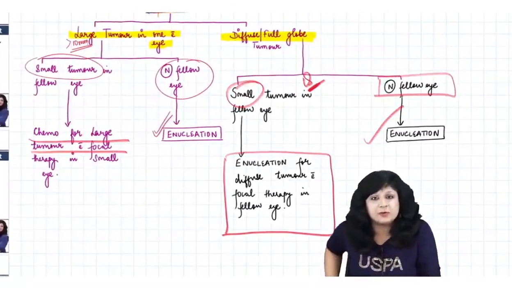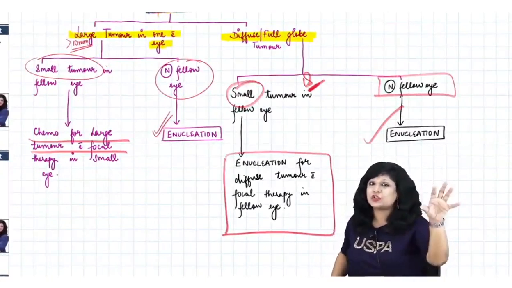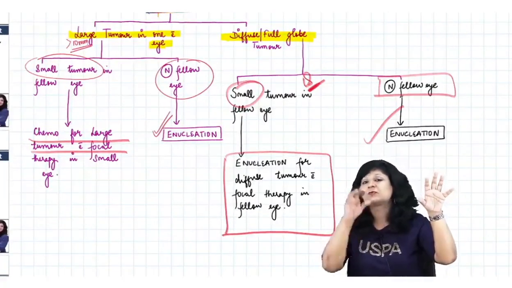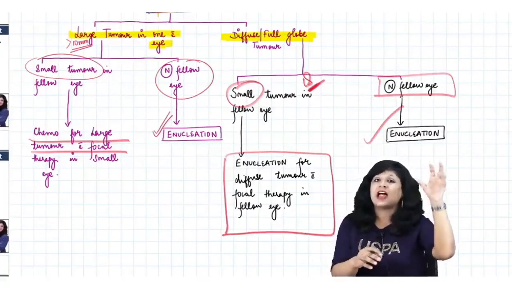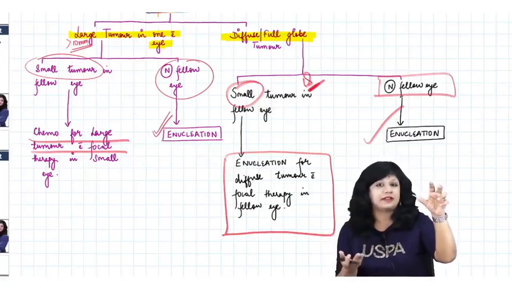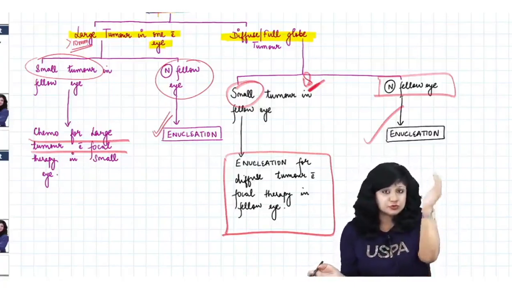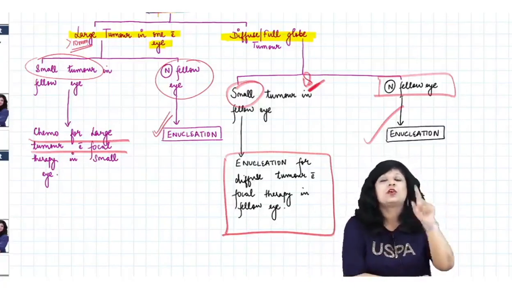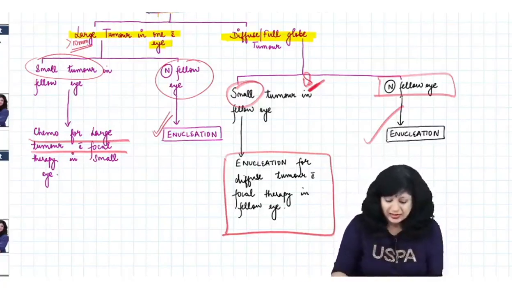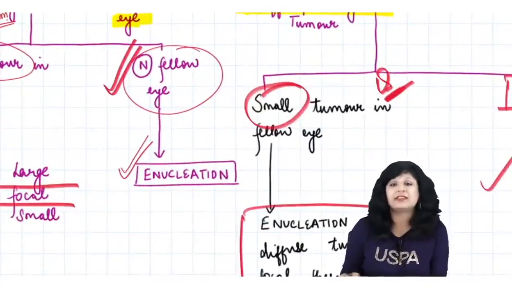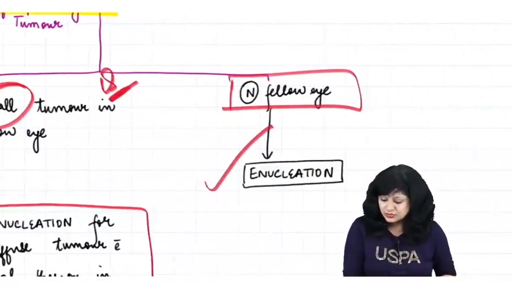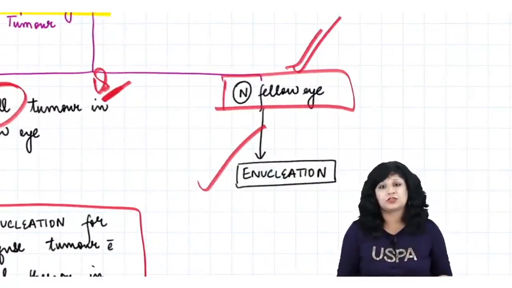Okay, let us see once more. Bilateral retinoblastoma. So either you have a large tumor in one eye with a small tumor in the other eye, or a large tumor in one eye and a normal other eye. Similarly, a diffuse tumor in one eye and a normal other eye, or a diffuse tumor in one eye with a small tumor. Now in either of the cases, when you have a normal fellow eye, then just do the enucleation. Normal fellow eye, just do the enucleation, right?